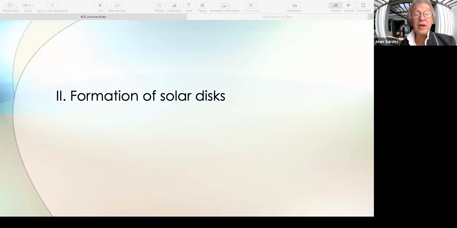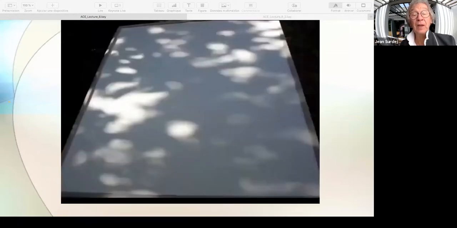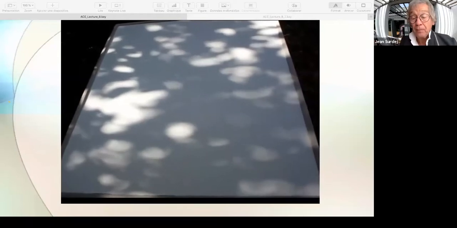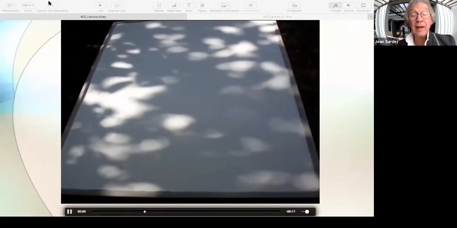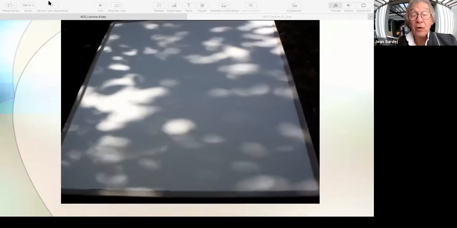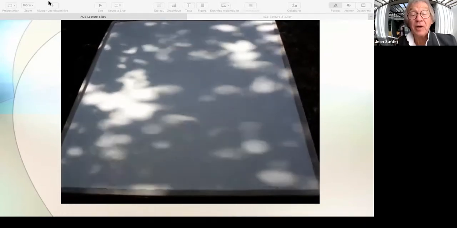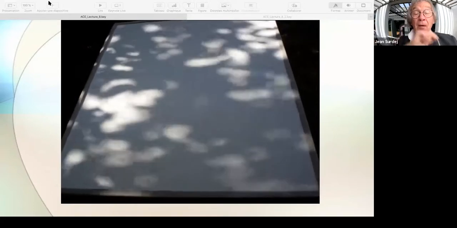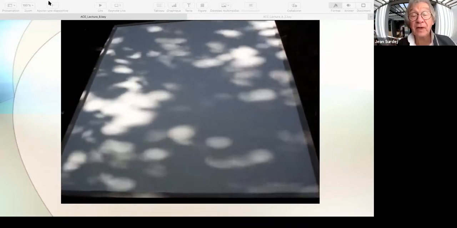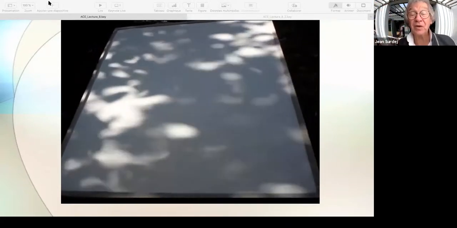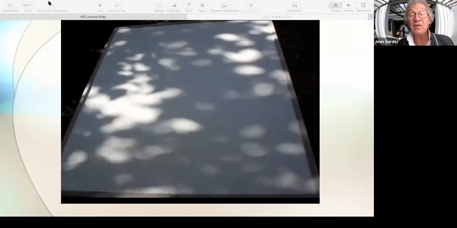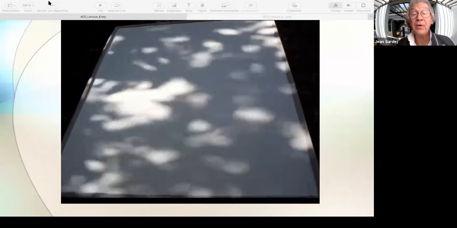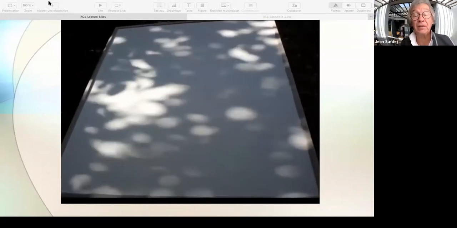Now, about the formation of solar disks. Here is a video showing in real time the projection of the solar disk on the table I showed before. This is due to the fact that in the tree, which is just near to it, there are many holes. And due to the wind, the leaves move and create holes, and the holes disappear. So it's very interesting.